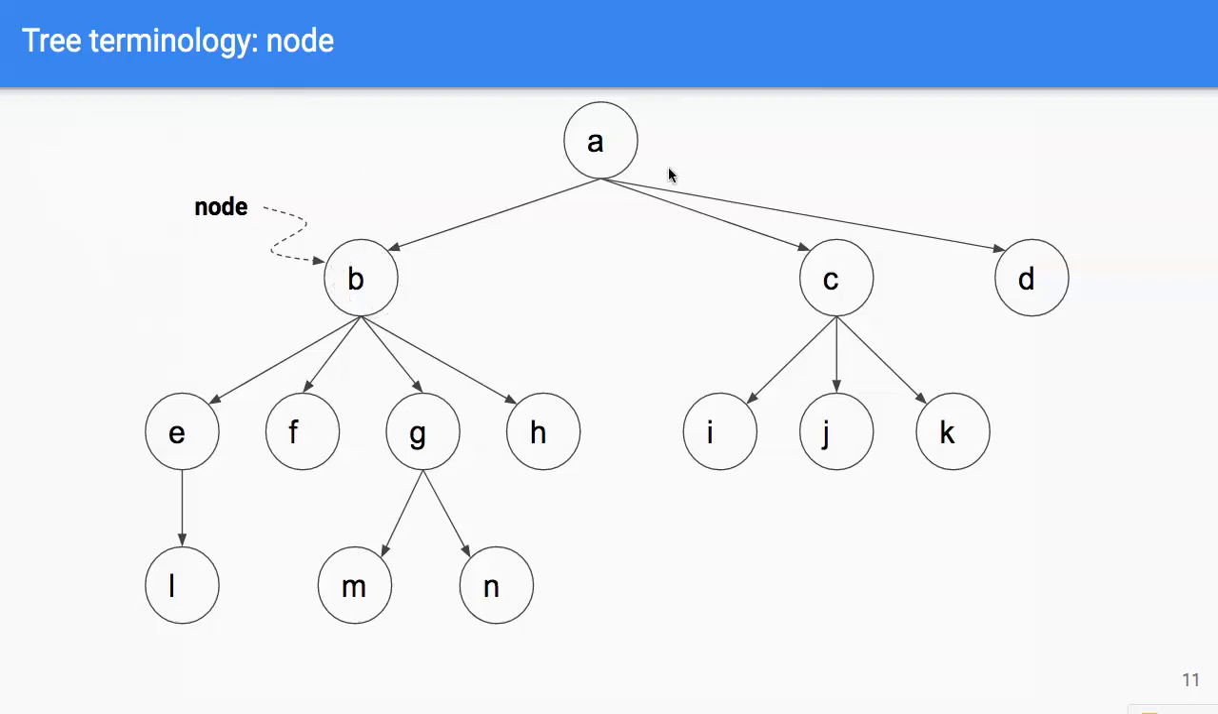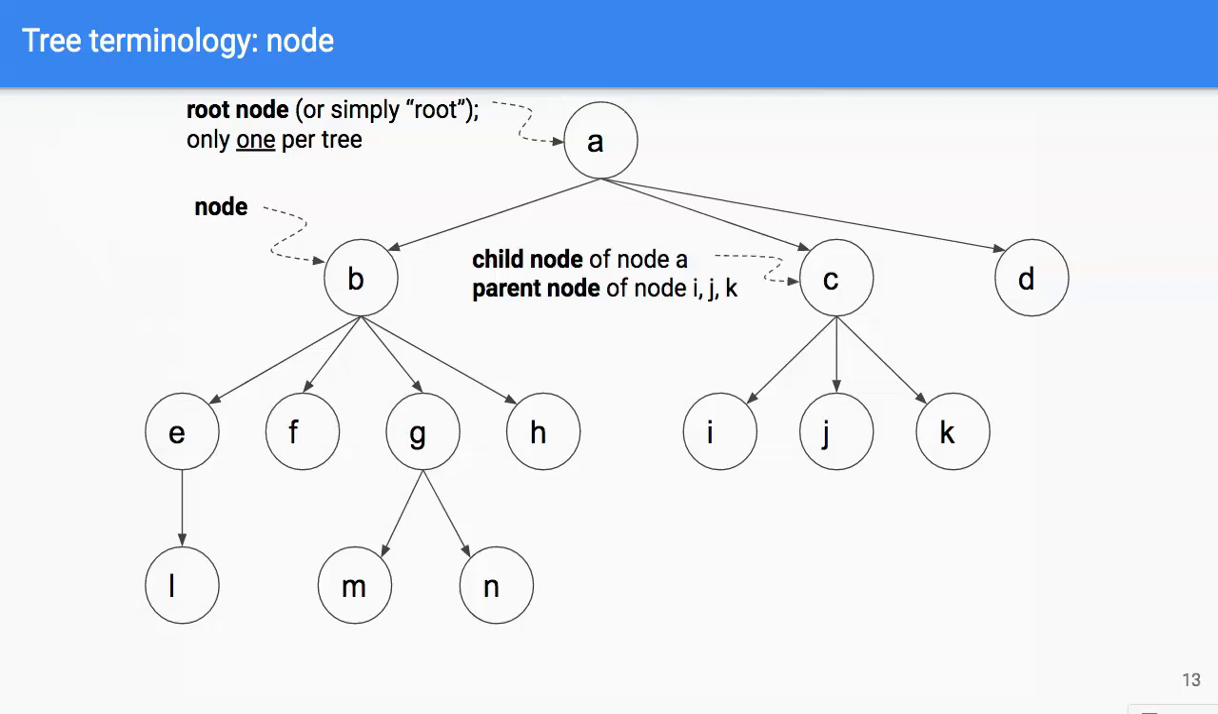So trees are composed of different nodes, right? And now there is a very special node, the node at the top of the tree, and that's called the root node. And there is only one root per tree for obvious reasons.